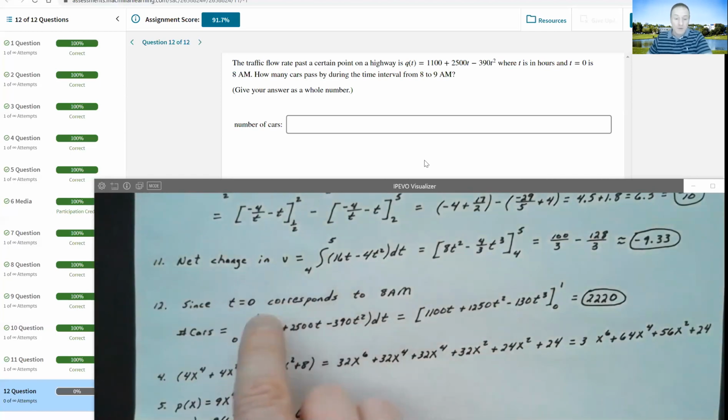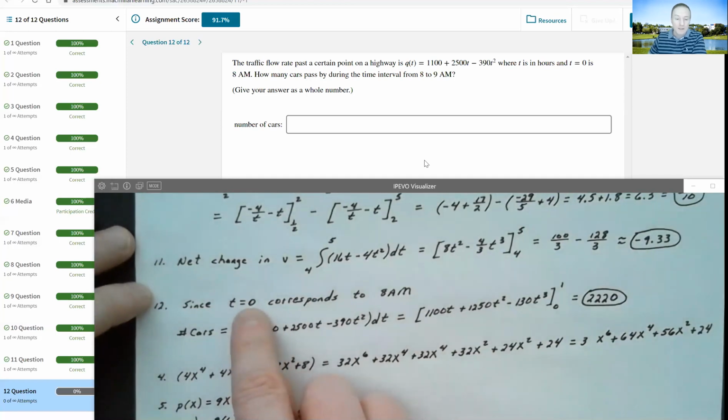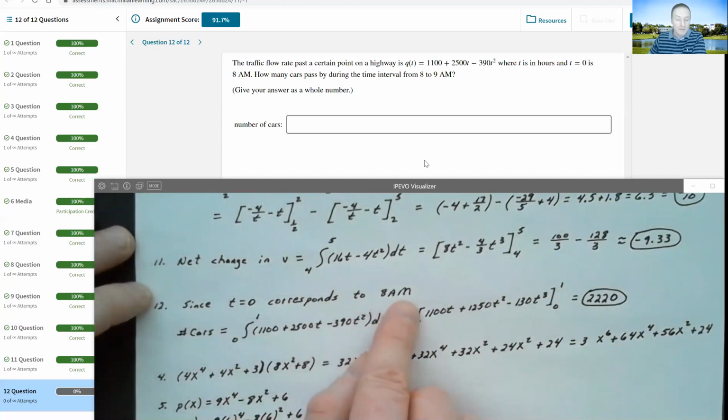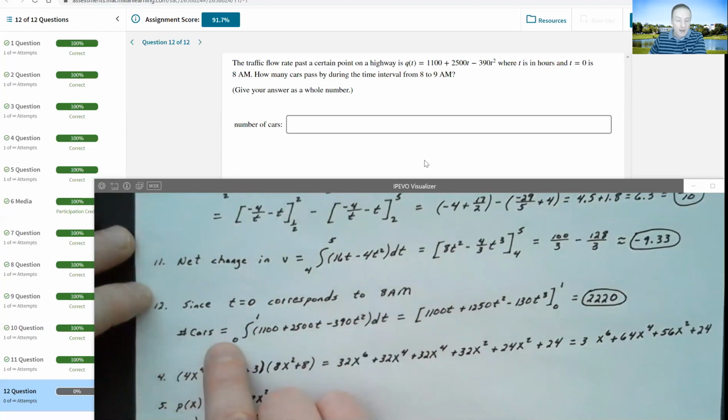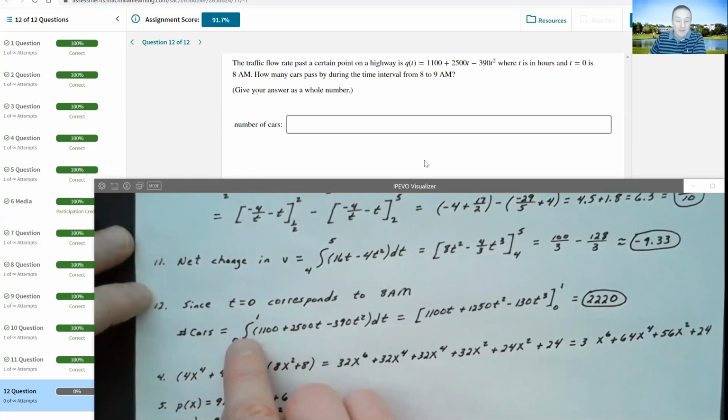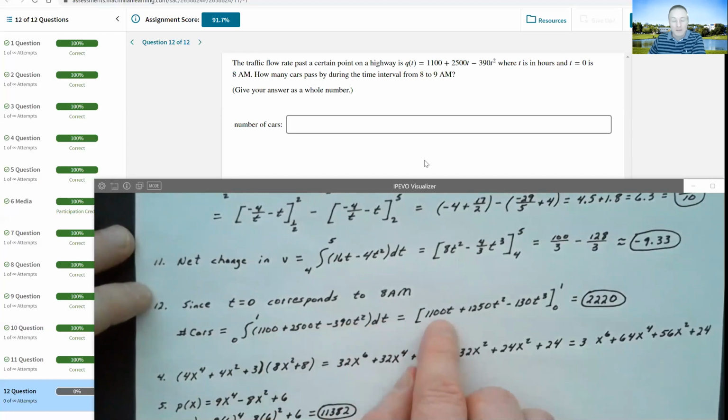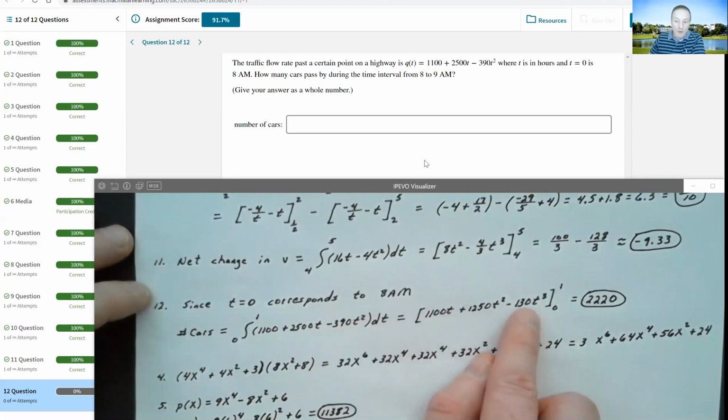So what I have to do is think about this and say, well, if t equals 0 corresponds to 8 a.m., then the number of cars that pass by is going to be the integral from 8 a.m. to 9 a.m. You have to assume that if 0 is representing 8 a.m., then 1 hour later, 9 a.m., is going to be represented by 1, and you put your quantity function in there with respect to time. You integrate that to get 1100t plus 1250t squared, plus 390 over 3, which gives me minus 130t cubed, evaluated from 0 to 1.